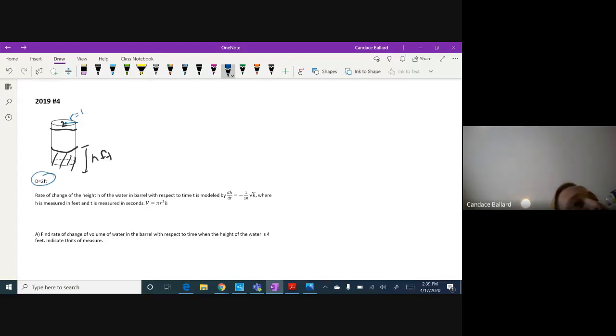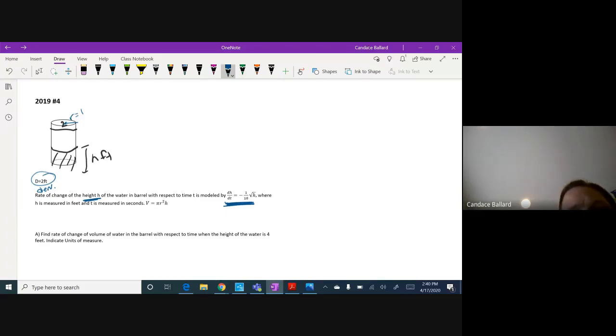The water drains through the valve, not shown, at the bottom of the barrel. The rate of change of the height of the water in the barrel with respect to time is modeled by this function. So remember, every time we see the word rate, we think of the word derivative. It's the derivative of the height, and you'll notice it's in dH/dt. So they've already given us that derivative. So yay, we don't have to find it. H is measured in feet, t is measured in seconds.